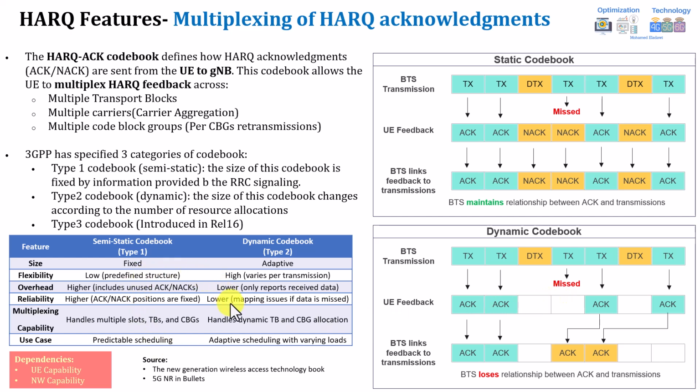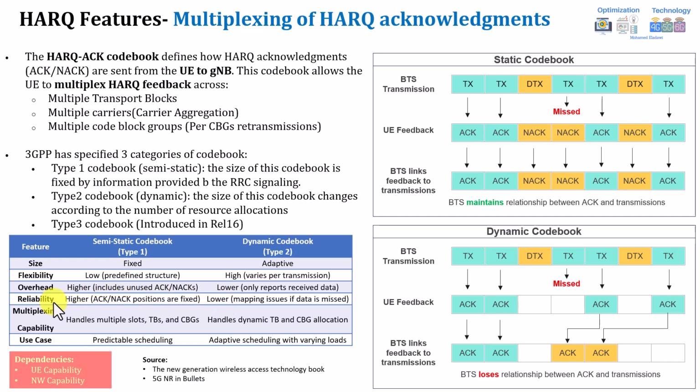And this is just explaining the main differences between semi-static codebook type 1 and dynamic codebook type 2. For example, this one's size is fixed, as I mentioned. It has a fixed number of bits to send the feedback. But again, this introduces extra overhead, as mentioned here, because it even includes unused ACK and NACK for the DTX, for example. While the size for the dynamic, adaptive one can be high or low depending on the requirement, and flexibility is much higher, and it has lower overhead.